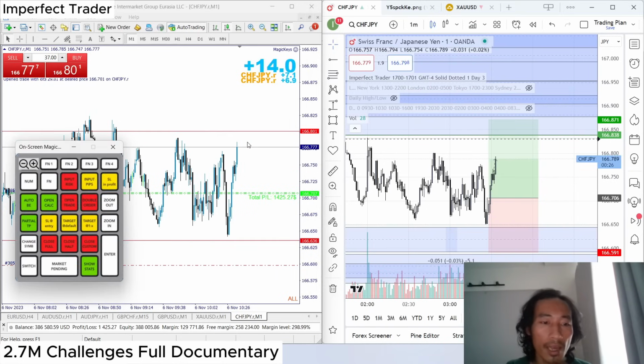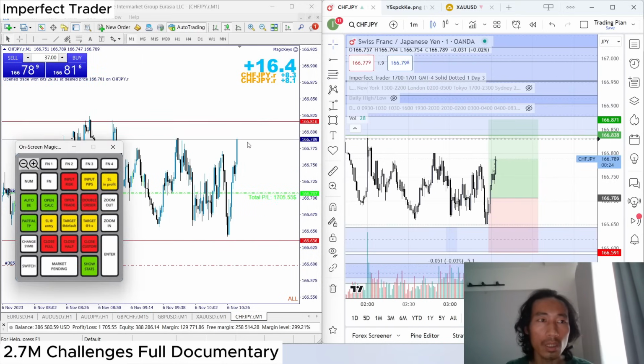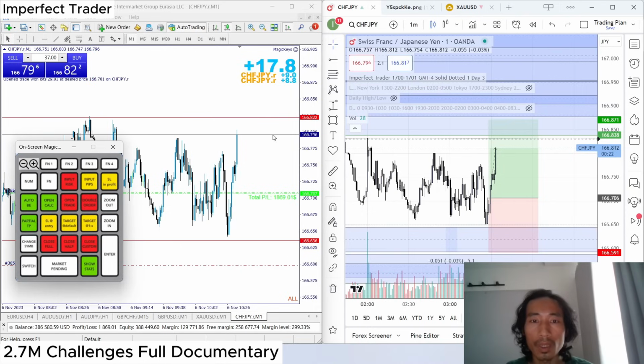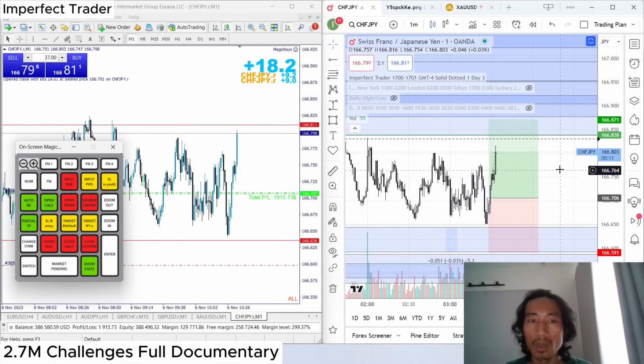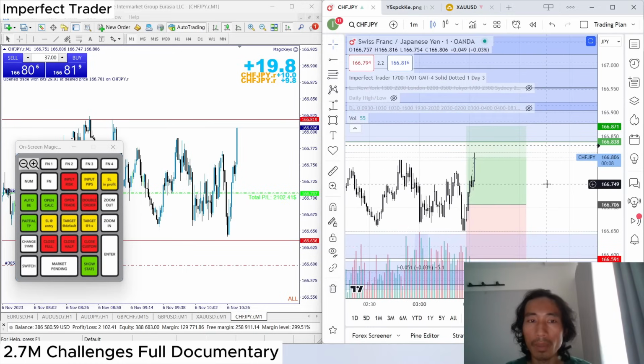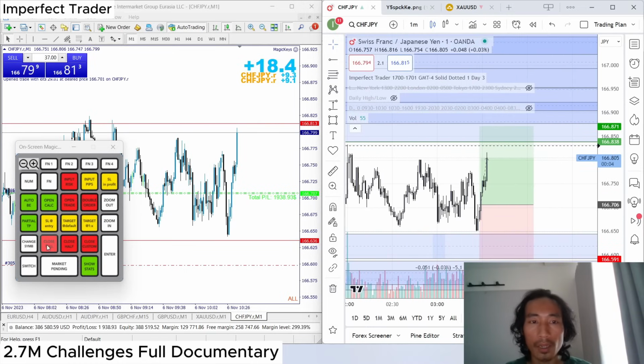You can see that the spread with this pair widened quite a lot. It's changing from 1 pip to 3 pips. So it may really be a pain in the ass when you trade lower time frames. But yeah, let's do our best anyway, okay?